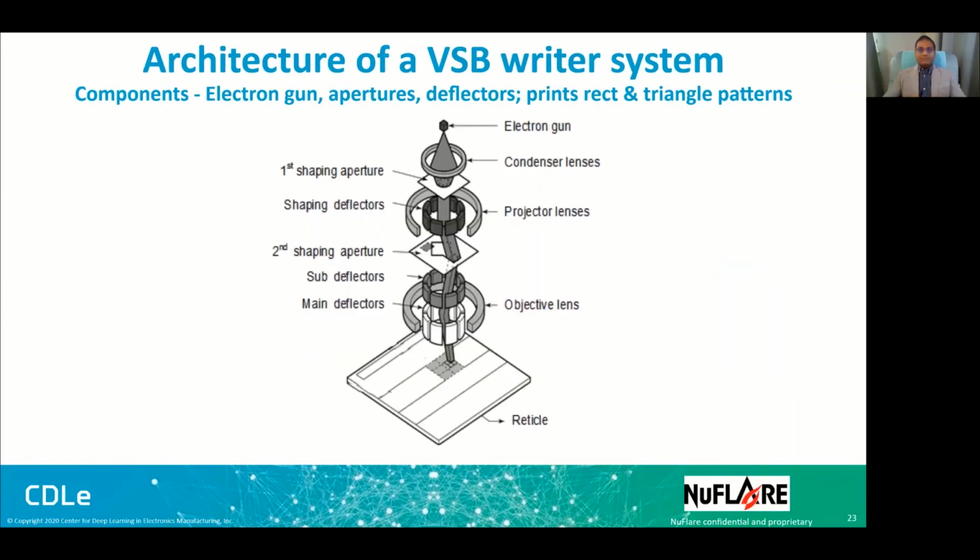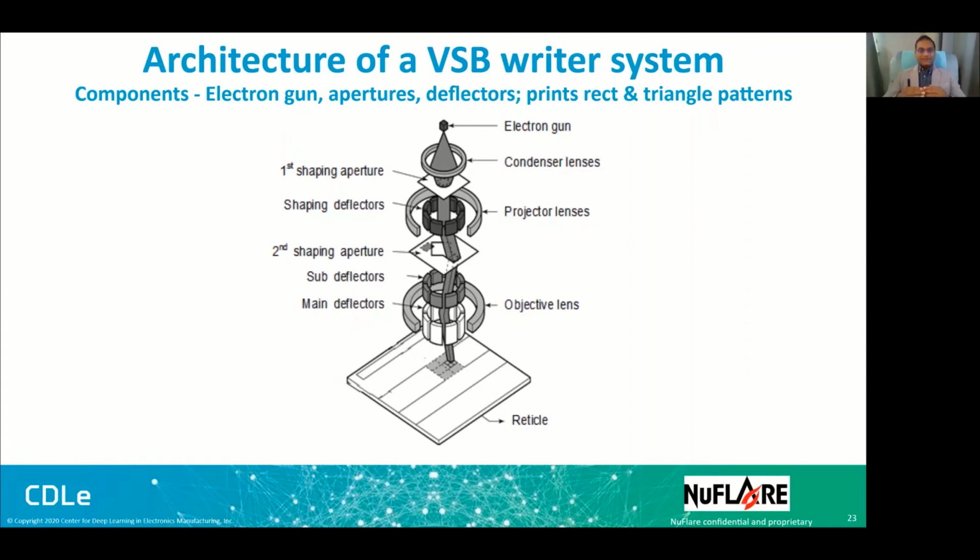Before going into more detail about the VSP writer tool, I would like to explain the architecture of the VSP writer system. There are principally three components, as you can see from the picture. The top has an electron gun, which emits electron beams. Then the first upper portion has a shaping aperture and shaping deflector.